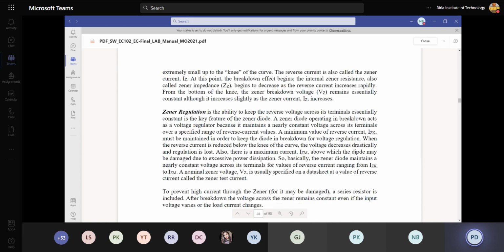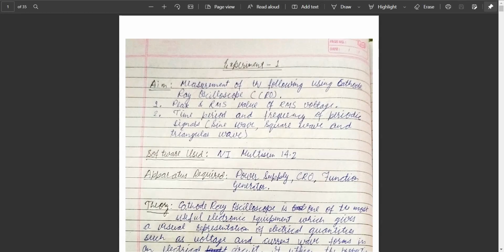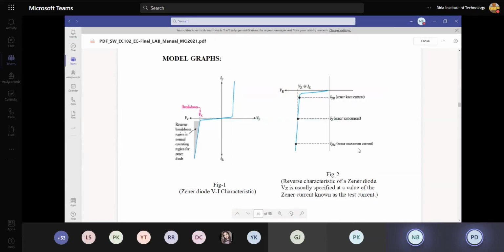Okay, I think this one. Yes, this characteristics. If you see it in Multisim, the graph will be very accurate. In Multisim, it will be only a fixed voltage. In the hardware, a little bit of fluctuation will be there, but in Multisim, you will get only the constant voltage and the current will increase very rapidly. So this graph you need to plot.